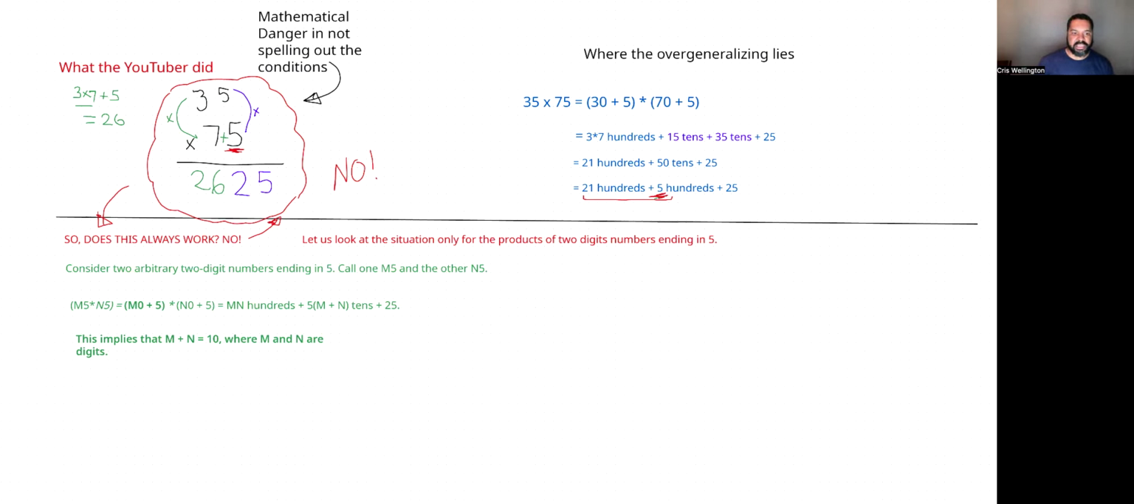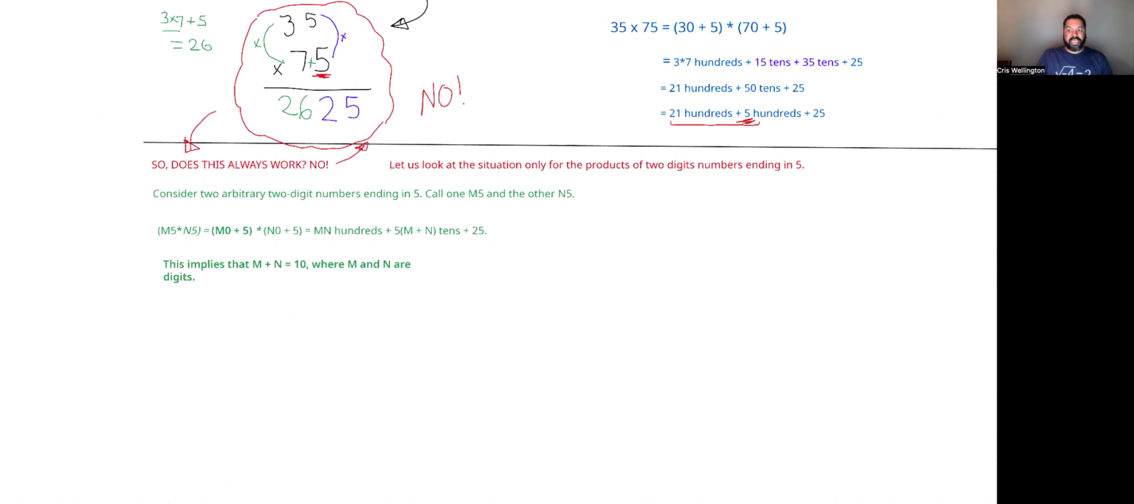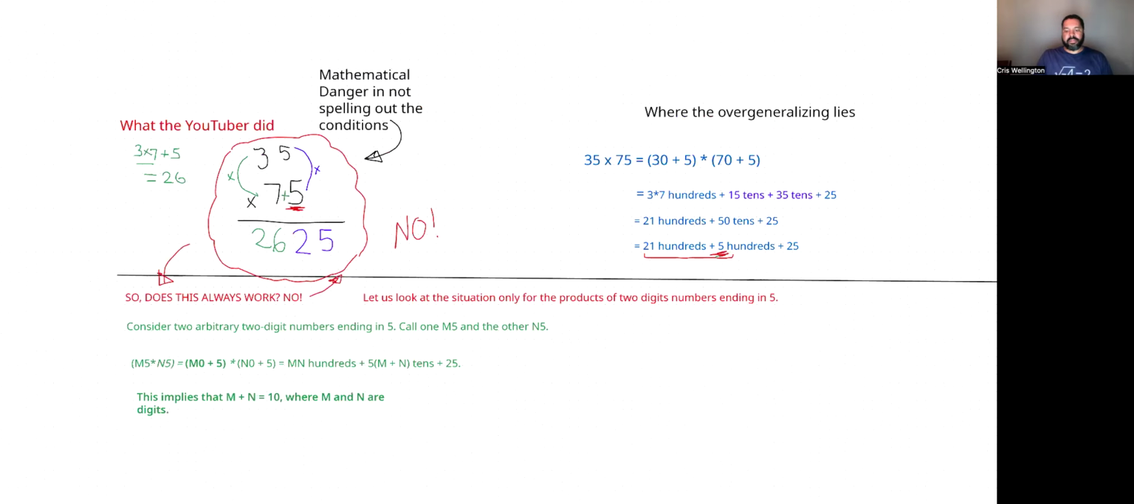55 times 55 might be a unique case. Let me see if that works out. 55 times 55. Does it work? Yes, it works also. So as long as the m and n are complements of each other, to make 10, that's it.